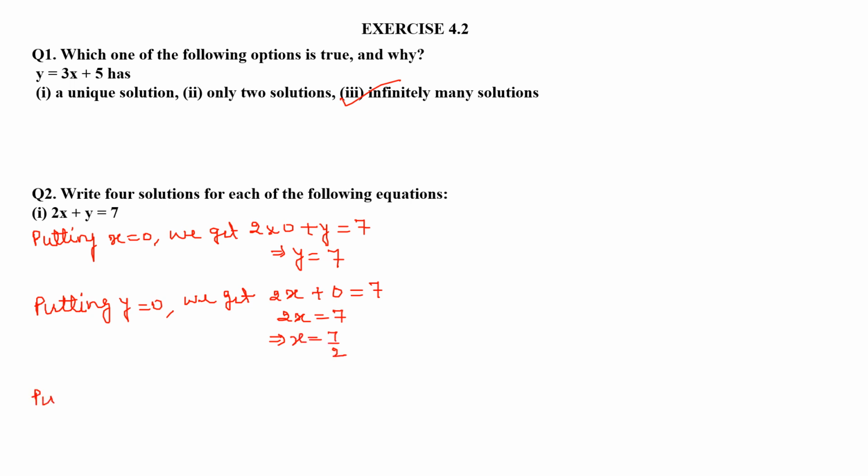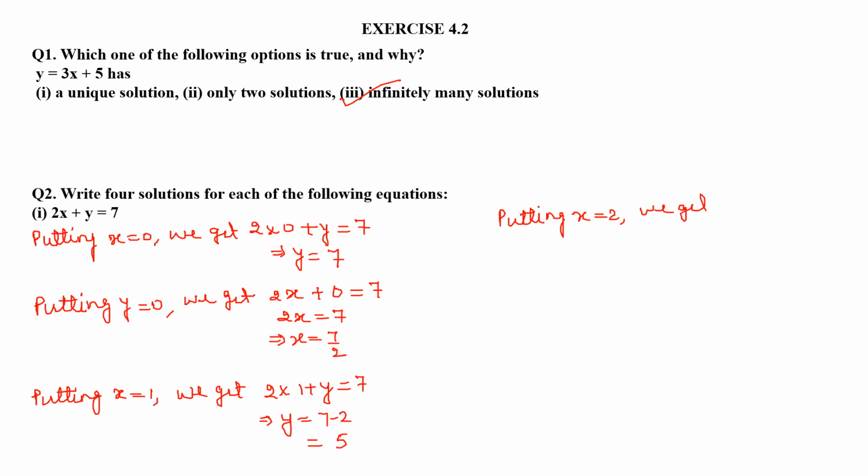Next I am going to put x as 1. So putting x equal to 1, we get 2 into 1 plus y equal to 7, which will give me y equal to 7 minus 2, which is 5. So I've got three solutions. Now one more solution. So here it will be putting x equal to 2. So we get 2 into 2 plus y equal to 7. So y will be equal to 7 minus, now 2 into 2, 4. 7 minus 4 is 3.